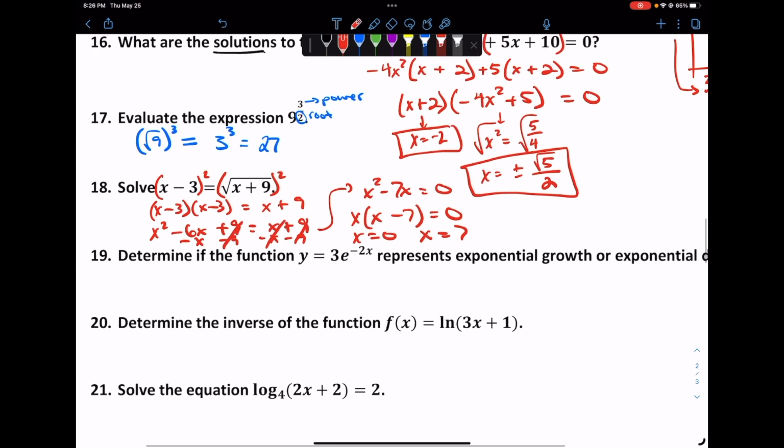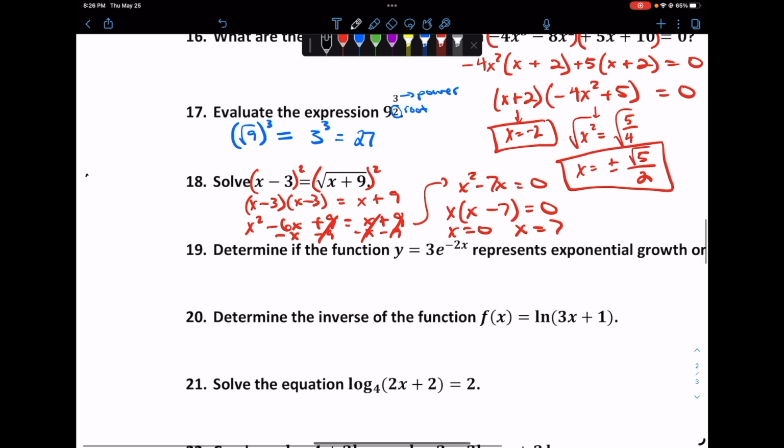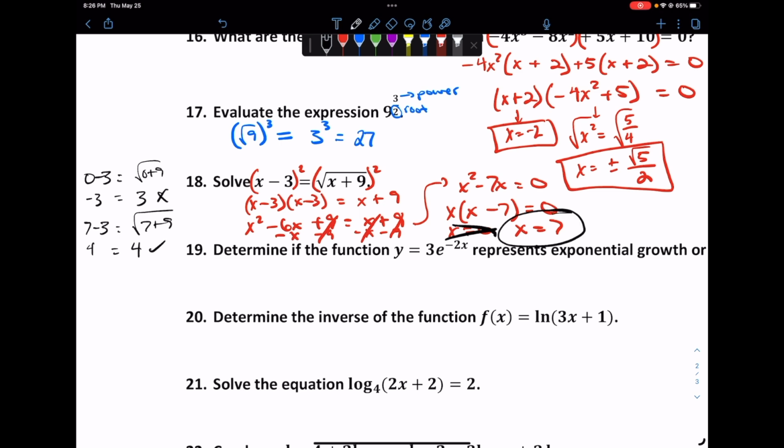And then I need to go ahead and check that these work. When I plug in 0, I get 0 minus 3, which is negative 3, and then I get the square root of 0 plus 9, which is 3. So that's not going to work. So 0 is extraneous. 7, I believe, is going to work. 7 minus 3 is 4. And then the square root of 7 plus 9 is the square root of 16, which is 4. All right, so 7 is my solution.